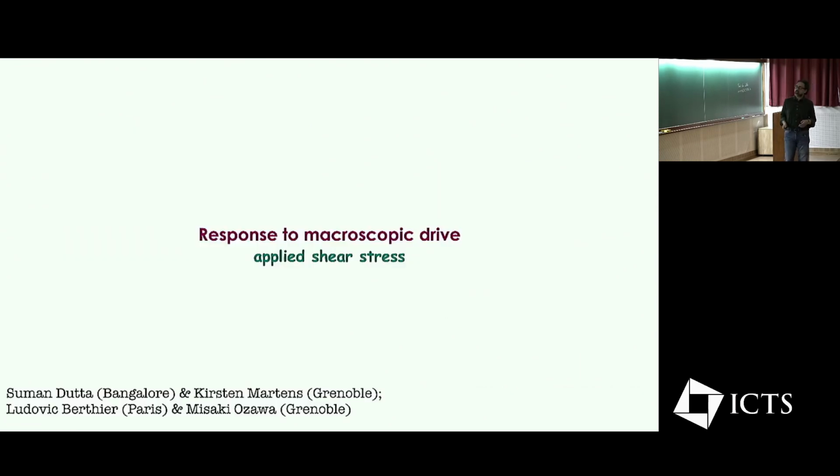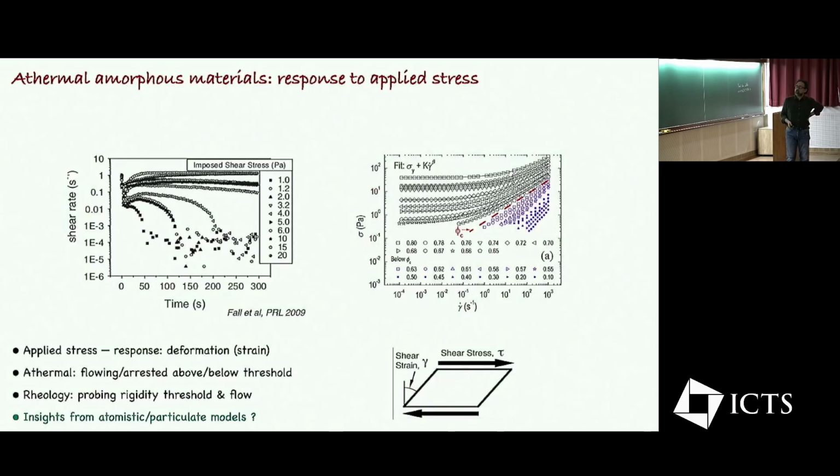First, I'll discuss the results on macroscopic drive, which is the response to applied shear stress. If it's an athermal material, then nothing is happening to the system at rest, and then you apply the stress. This is some experimental data on some emulsion, and if your stress is very small, then initially there is some plastic flow, and then the system eventually gets arrested, the shear rate goes to 0. And then as we crank up the applied stress, eventually you have some finite shear rate that is emerging in the system, which means there is a steady flow happening inside the system.